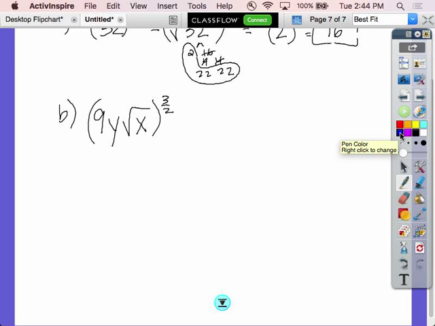3/2. All right, first what I want to say is we're going to rewrite this as 9 to the 3/2, y to the 3/2. Now this is a little confusing here. Okay, let's just go ahead and put square root of x to the 3/2. Everything gets raised to the 3/2 power.